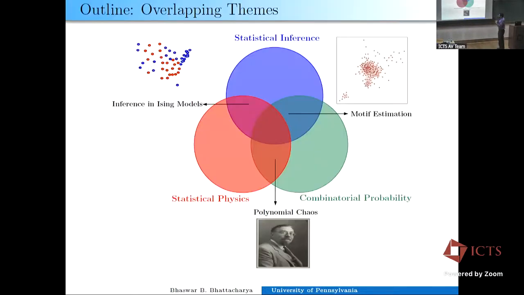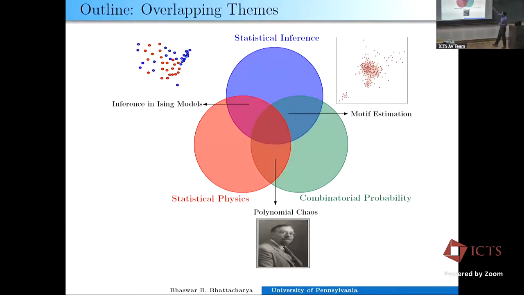So here is a schematic outline for the rest of the talk. I'm going to talk about three different problems, as I mentioned. The problem of motif estimation is at the intersection of statistical inference and combinatorial probability. Then I'm going to talk a little bit about polynomial chaos, which is at the intersection of probability and statistical physics. And then, time permitting, I'm going to talk a little bit about fluctuations and inference in Ising models, which is at the intersection of statistics and statistical physics.